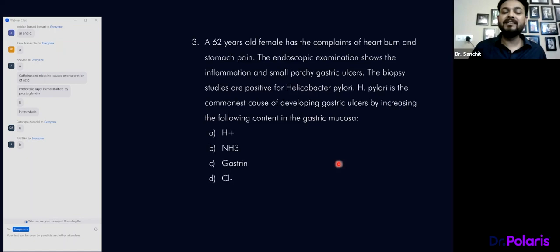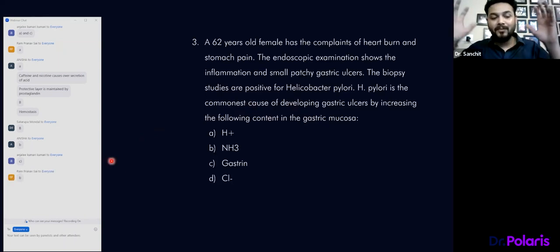Now, H. pylori is the commonest cause of developing gastric ulcers, and it increases by the following content in the gastric mucosa. What is that content? See, I've already given you that hint before, if you are hearing me. What is that basic mechanism of developing a peptic ulcer in Helicobacter pylori infection? I've got Anjali saying C, Anisha saying B. Anyone else? Yes. Satrupa has told B.